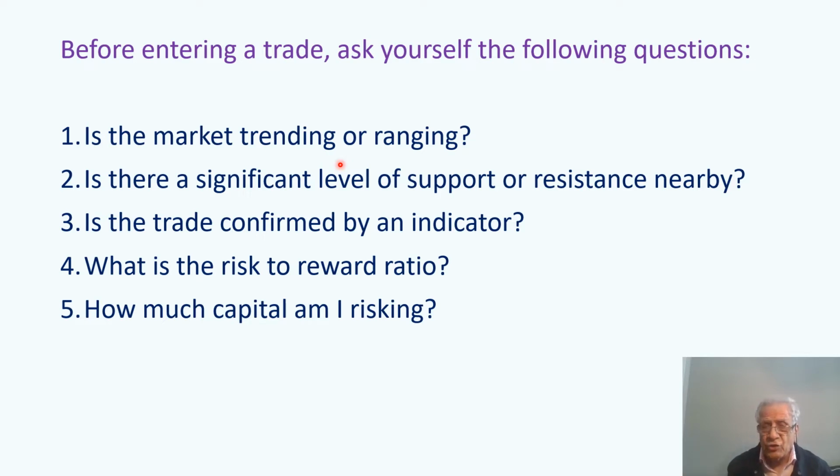What is the risk reward ratio in order to put your stop loss? Is it 1 to 1, 1 to 2, 1 to 3, 1 to 4, 1 to 5? So you have to at least decide ahead of time. How much capital am I risking? Am I going to put all my money, whatever asset I have, in one share, and suddenly the share collapses, the trend collapses, and you lose all your money? That's not a good idea. So please, before you enter the trade, check these numbers and ask yourself these questions.